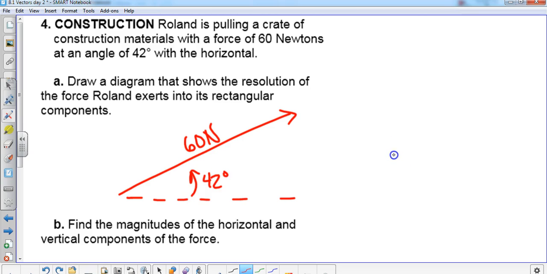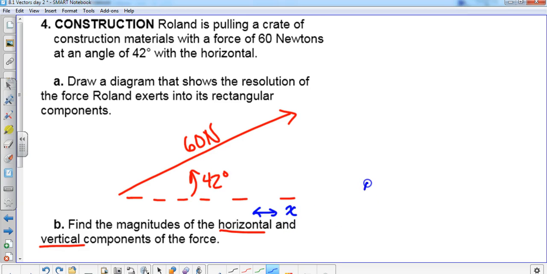Okay. And then down here, it also shows the resolution into rectangular coordinates, which is basically the horizontal and vertical components. So let's just talk about B. Horizontal means what? Side to side, which is the x component, yes? Yeah.